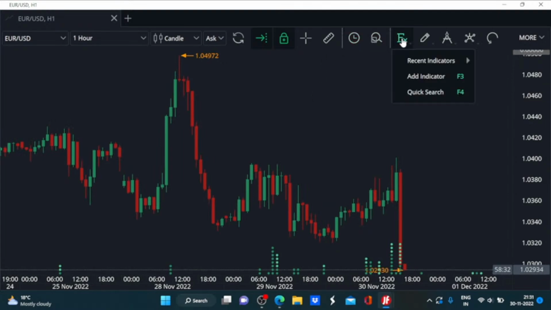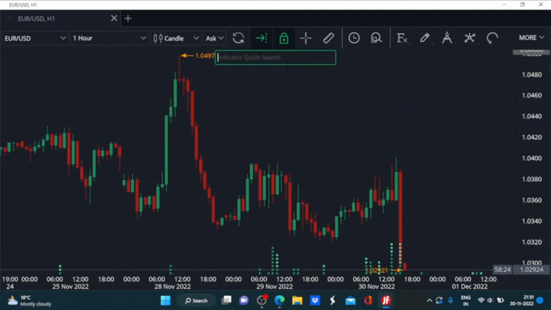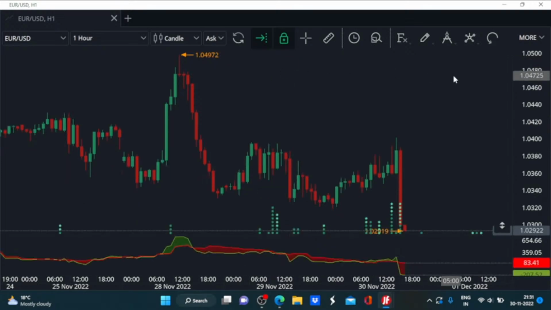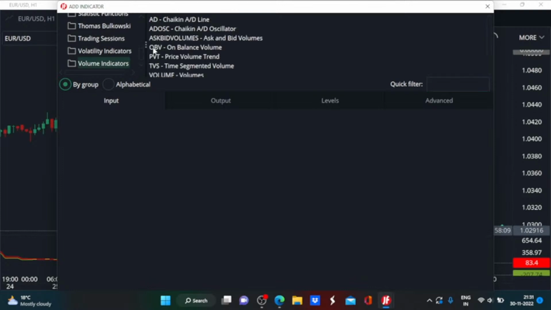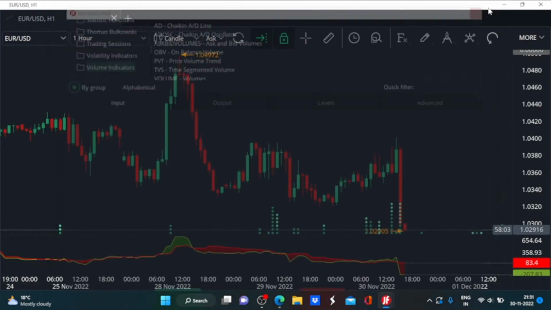For this indicator, you can go for two options: add indicators or quick search. If you simply type in PVT, you will get it, price volume trend. Or if you want to know where this indicator is listed, all you have to do is go to the volume indicator options, and here you will get it just below the on balance volume, which we saw in the last session.